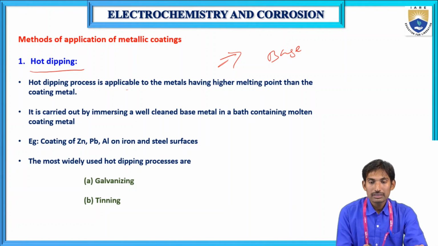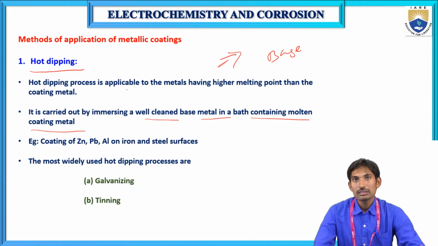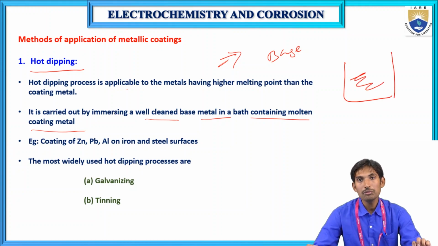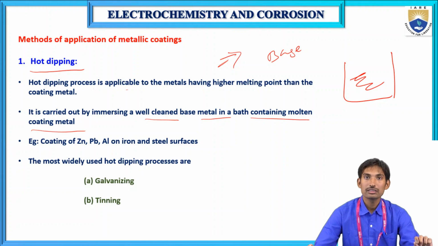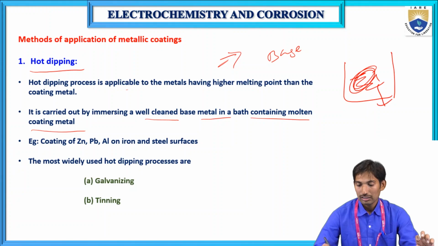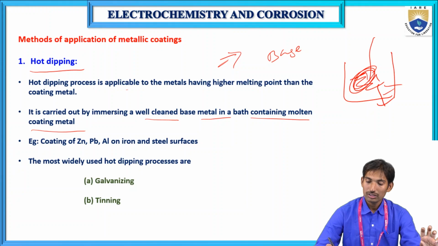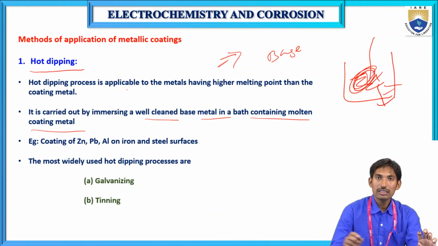It is carried out by immersing well-cleaned base metal in a bath containing molten coating metal. In this hot dipping process, what will you have to do? Take some coating metal in molten state. Molten state means liquid state. If you melt the solid by heating, we will get the molten state. The molten metal we have to take in a container. Then we have to dip our base metal into that molten metal. This process is called hot dipping.